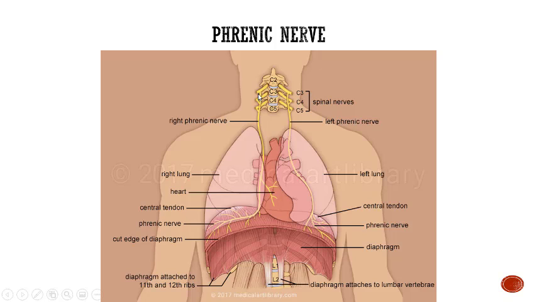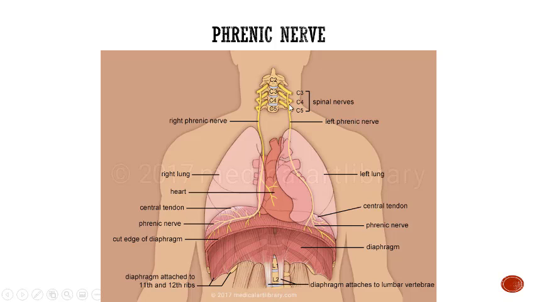So your right phrenic nerve comes down here, controls that side of the diaphragm. Your left phrenic nerve travels down here, controls this side of the diaphragm. So you can't really see it in the previous slides, but your diaphragm has two hemispheres. It's kind of separated in the middle. So you have your right side and your left side of your diaphragm, and they're controlled independently by these two nerves that are located up high on the neck.